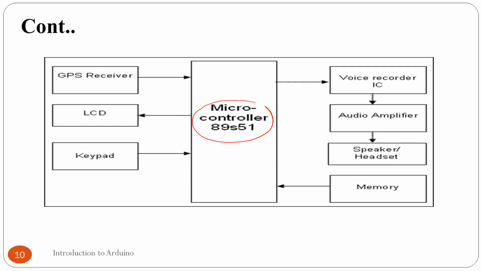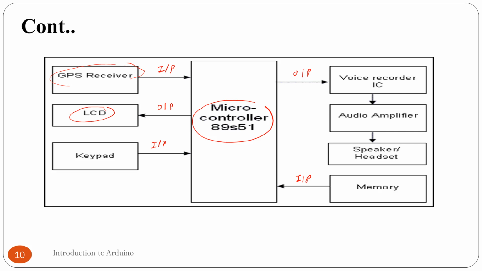Now here is an example of one small embedded system. Here we have a microcontroller, then a GPS receiver. Please remember that the GPS receiver is acting as an input device because it is giving signal or data to the microcontroller. Then we have an LCD. On this LCD we display certain data, so it is an output operation. Then we have a keypad, which gives data to the microcontroller because through the keypad we give input, so it is again an input device. Then we have output devices: a voice recorder, audio amplifier, and speaker or headset. And then memory. From memory we are reading data, so that is called an input operation.